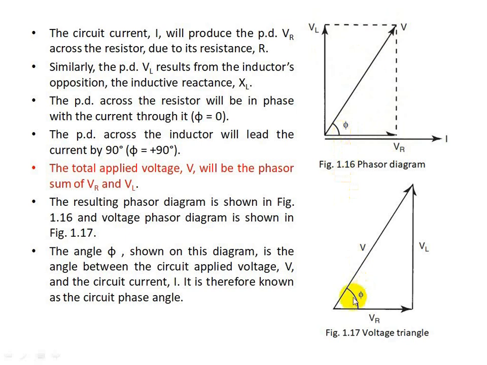Coming to the voltage triangle, only voltages are shown here. VR is the horizontal component and VL is the vertical component shown here, and the vector addition of these two components gives the resultant voltage. V is the supply voltage. Here the phase angle between voltage and the horizontal component VR is phi. Phi is the phase angle of the circuit, whereas the power factor is cos phi.